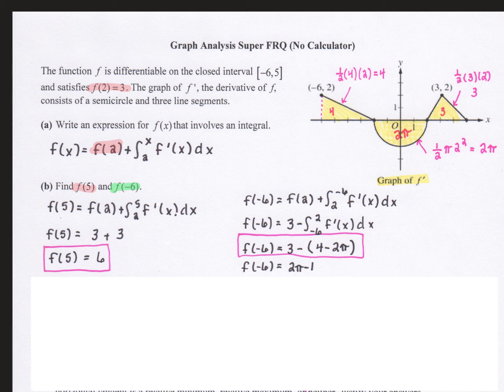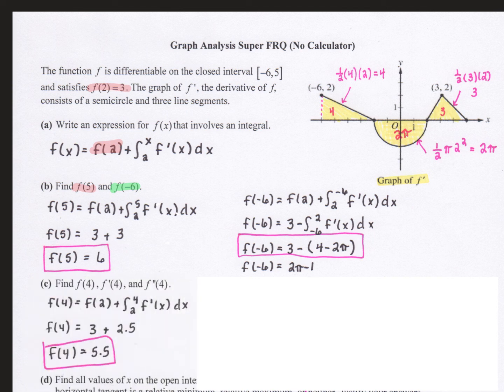Part C wants f of 4, f prime of 4, and f double prime of 4. The first part is just what we did in part B. So here's my f of 4. I just use that formula that I developed in part A. Replace the x with a 4. And then to evaluate the integral, I'm just finding the area from 2 to 4 up here. So I have to take a little piece of that triangle out. And I get my answer is 5.5.